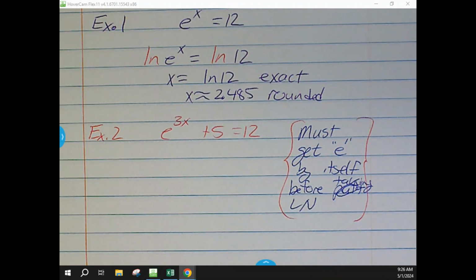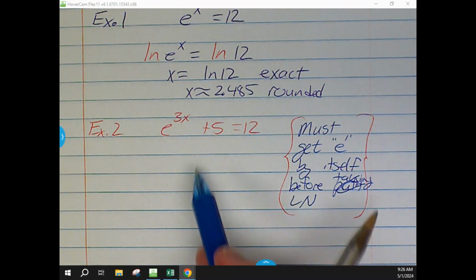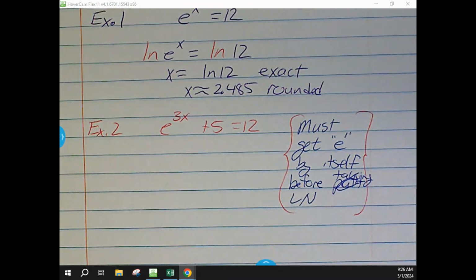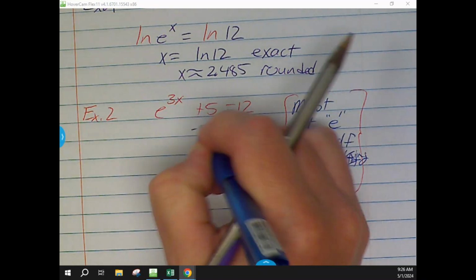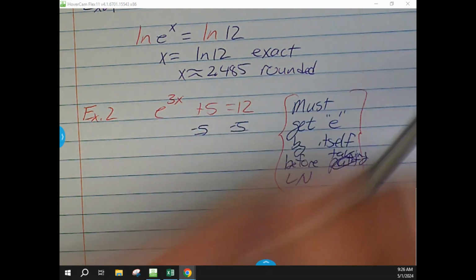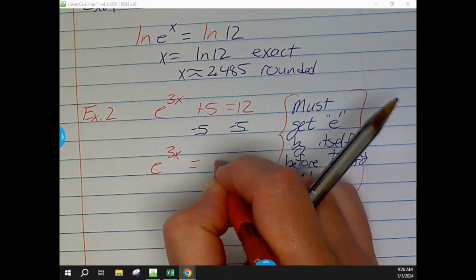Okay, so if you've got extra stuff around the e, like in this case, we got e to the 3x, which we're good with, but you've got this plus 5. Before you take the ln of both sides, you've got to get rid of everything that's around the e part that's there. So, yeah, just subtract 5. So we've got e to the 3x equals 7.